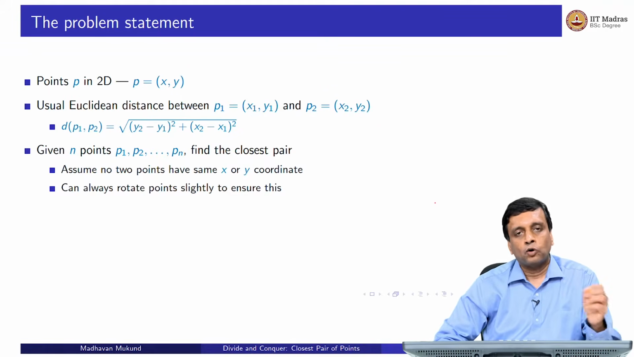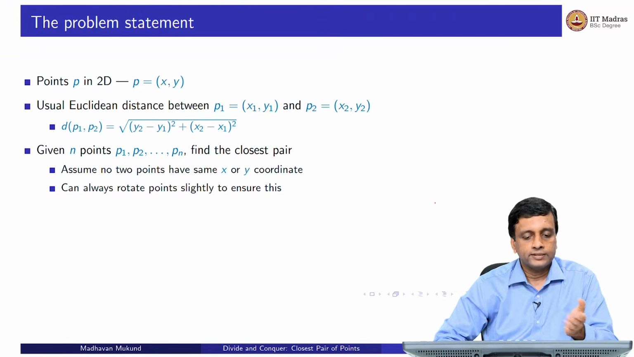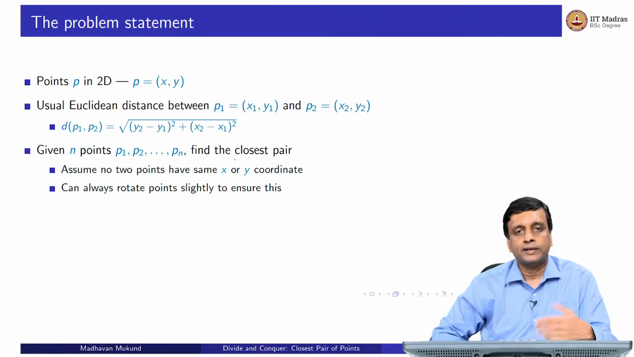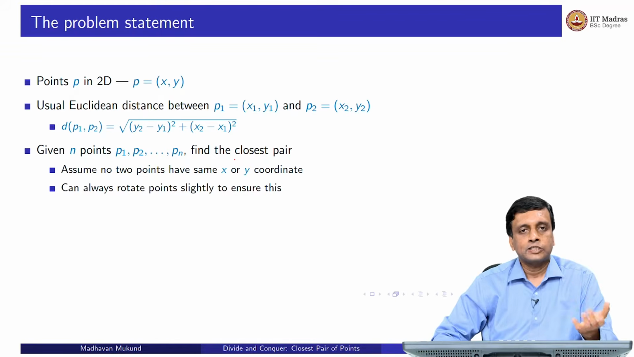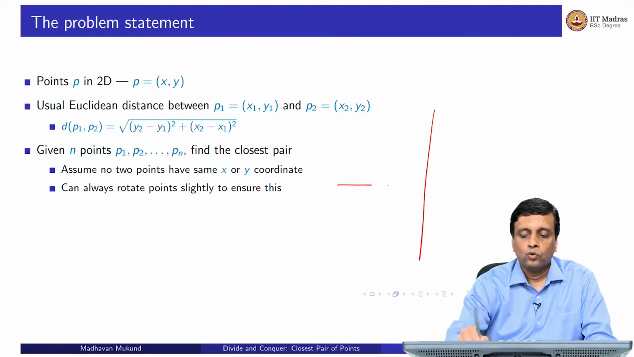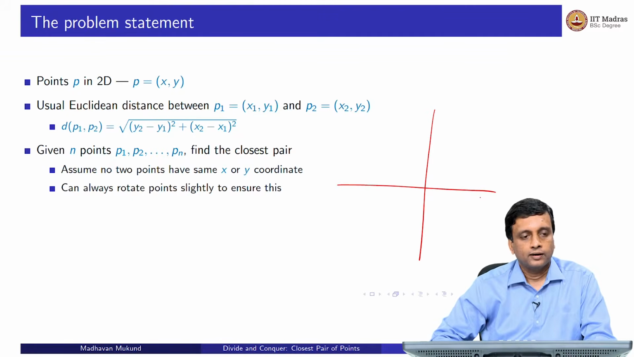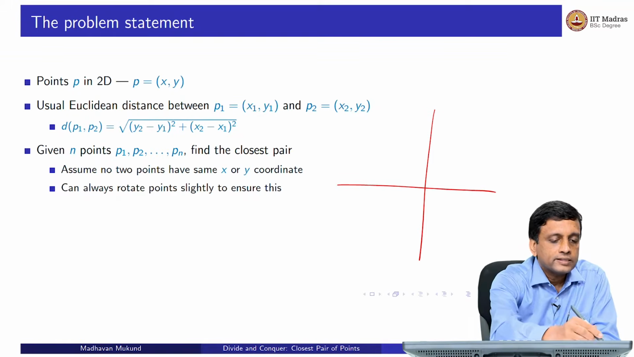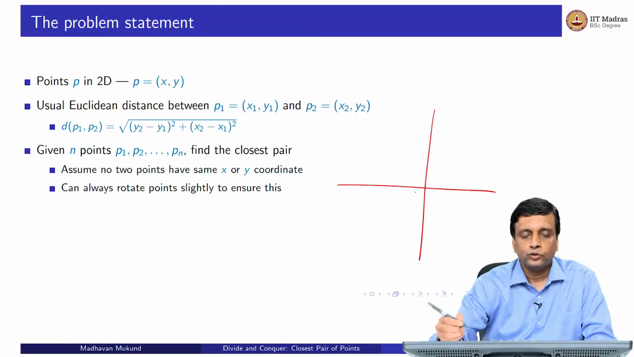So we are going to make one small assumption. We are going to assume that there are no 2 points which have the same x coordinate. In the sequence of n points, there is x1 to xn and y1 to yn. So we have n x coordinates, n y coordinates. We are going to assume that no 2 points lie on the same vertical line, no 2 points lie on the same horizontal line.